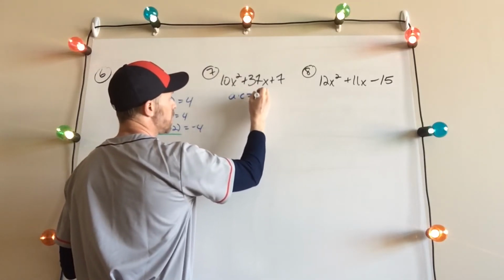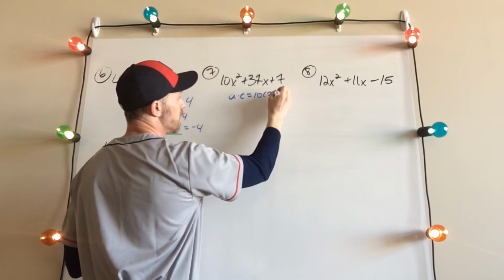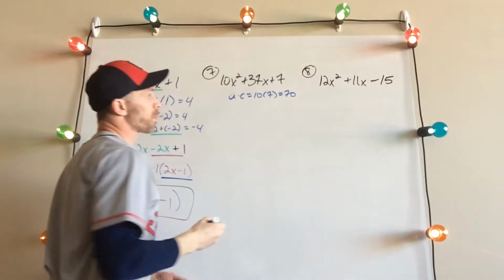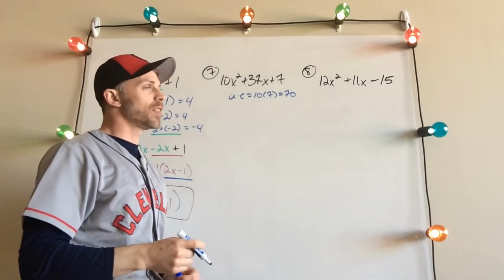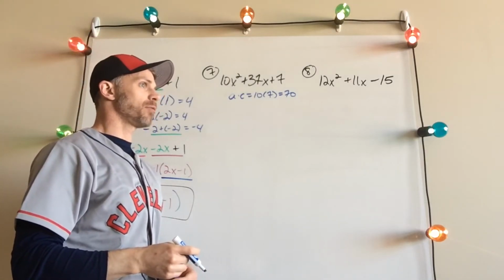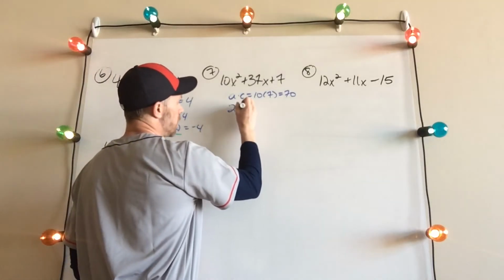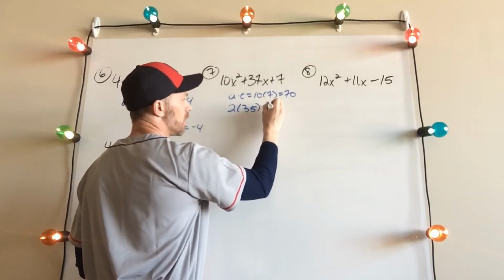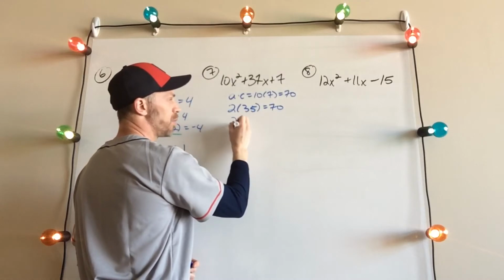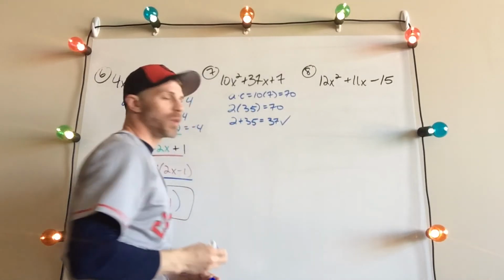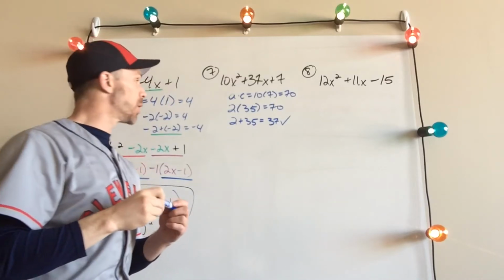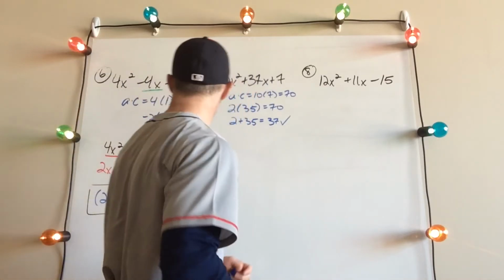A times C, 10 times 7 is 70. Then we're going to have to look for factors of positive 70 that add to 37. And I believe that will be 2 times 35 does give us 70. And if we add them, we do get 37. All right, so we're going to keep the first piece.